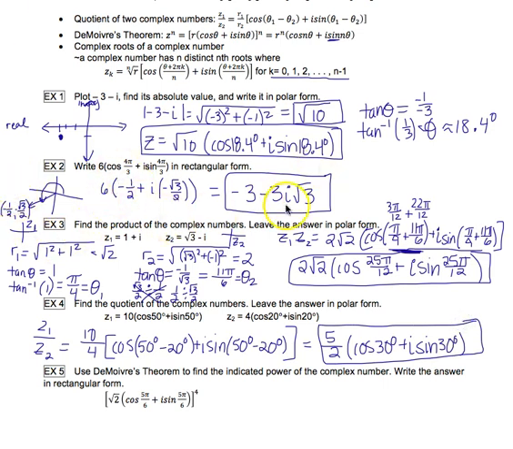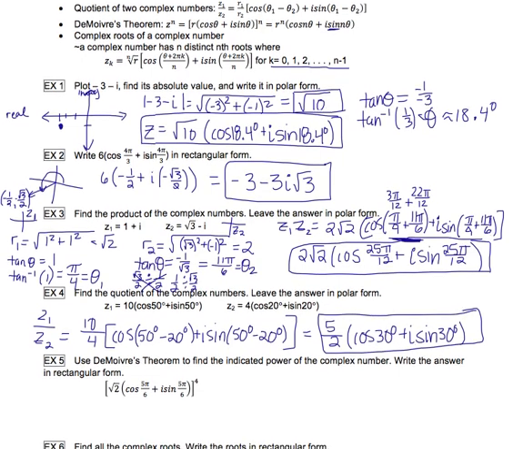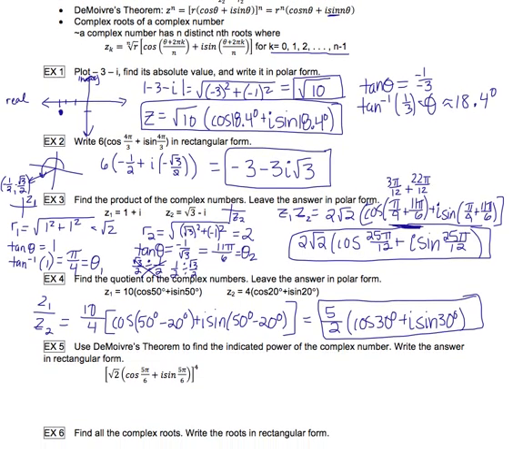Example 5 wants us to use de Moivre's theorem. So we're taking the power of the complex root. It says write the answer in rectangular form. So that means that once we've got our answer in polar form, we do need to simplify it because we want rectangular form for our final answer.